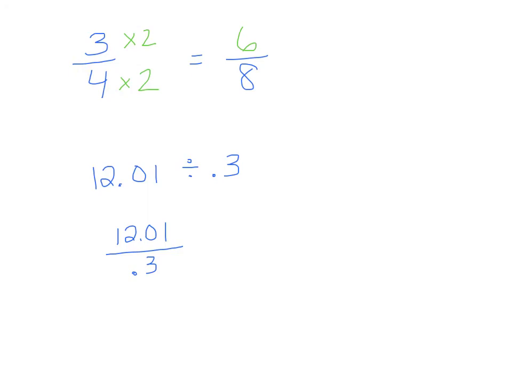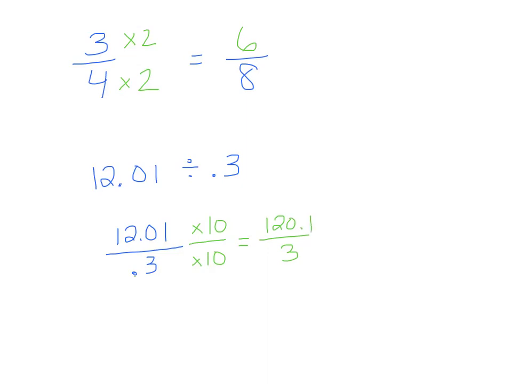Which is the whole. So down here, knowing that I want to get rid of a decimal, I can choose to multiply by a factor of 10. So 0.3 times 10 will give me an answer of 3. If I do that to the denominator, I would also need to do it to the numerator. So that would be 120 and 1/10.